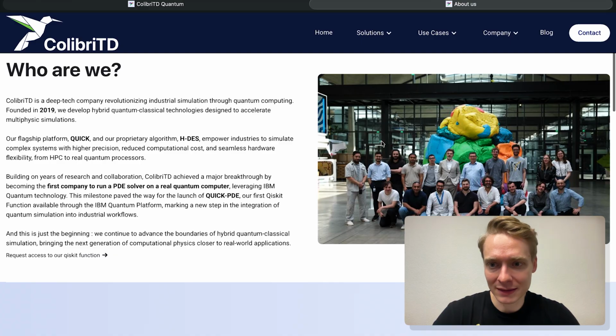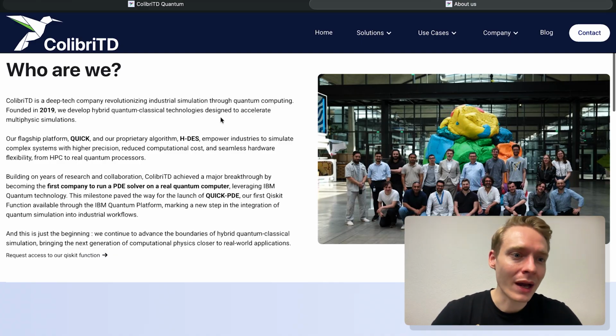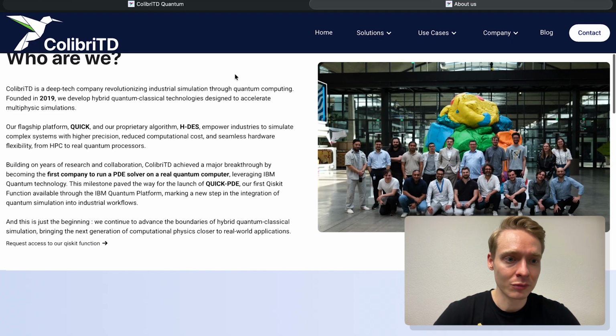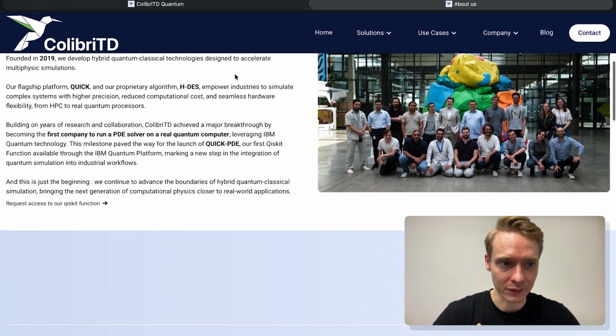And then here we see the team of the company, who we are. ColibriTD is a deep tech company revolutionizing industrial simulation through quantum computing. Founded in 2019, we develop hybrid quantum classical technologies designed to accelerate multiphysics simulations. Our flagship platform, Quick, and our proprietary algorithm HDES empower industries to simulate complex systems with higher precision, reduced computational cost, and seamless hardware flexibility from HPC to real quantum processors.